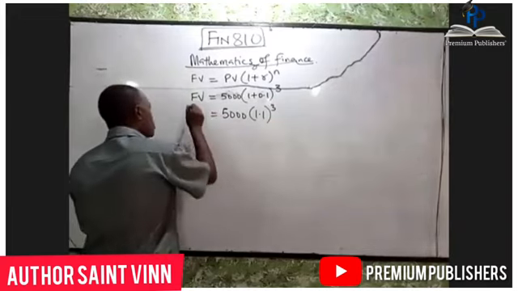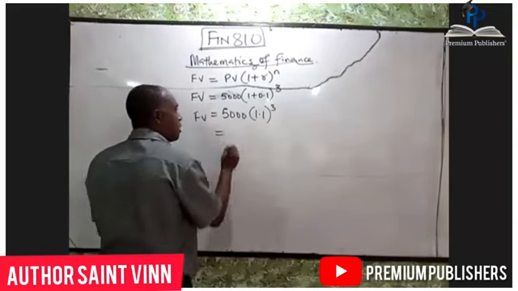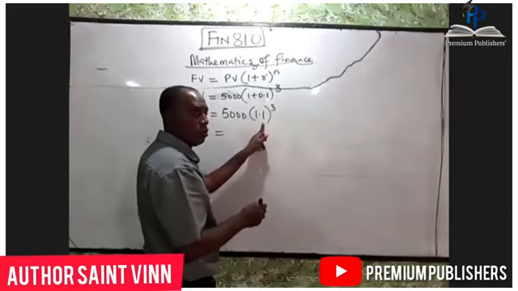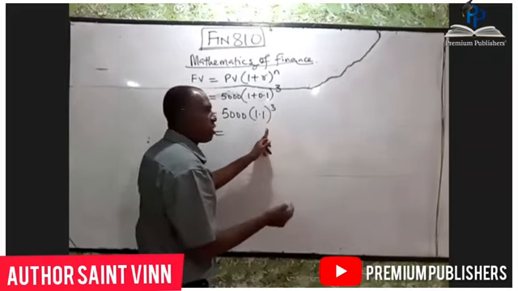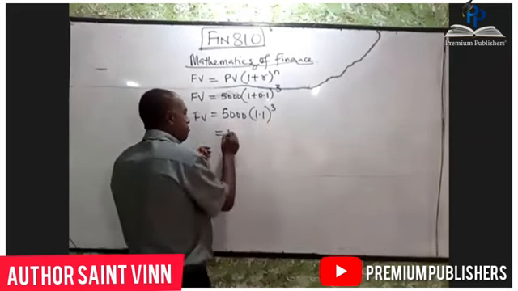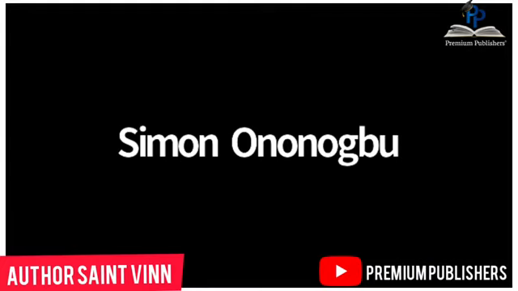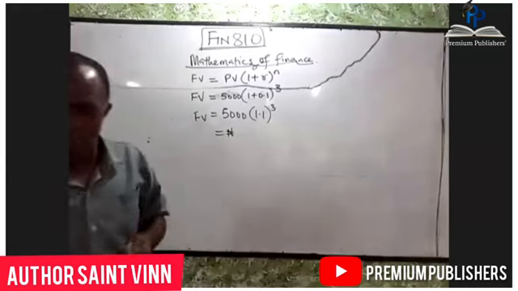Somebody help us. Those of us here. Okay, 1.1 raised to power 3 is 1.331. Multiply that by 5,000. What do you have? You can't hear him. No, it's not point. It should be 6,000 something.